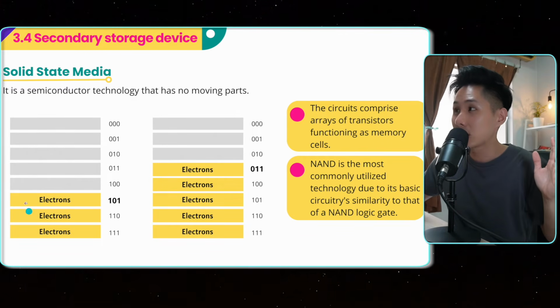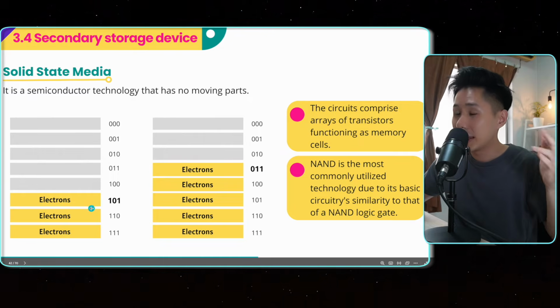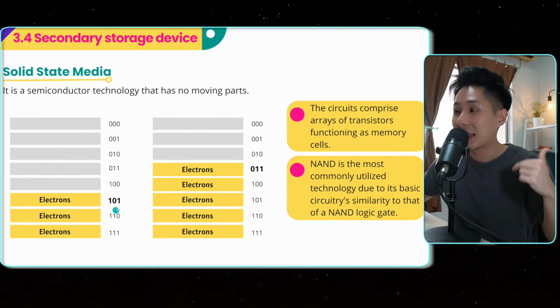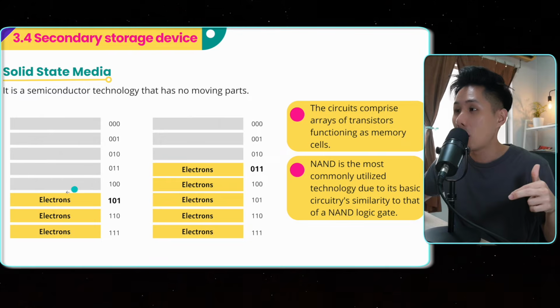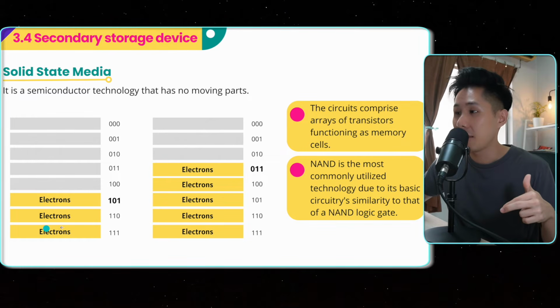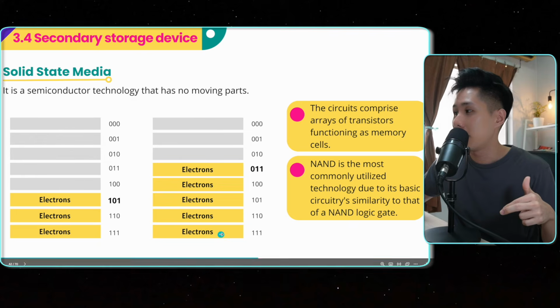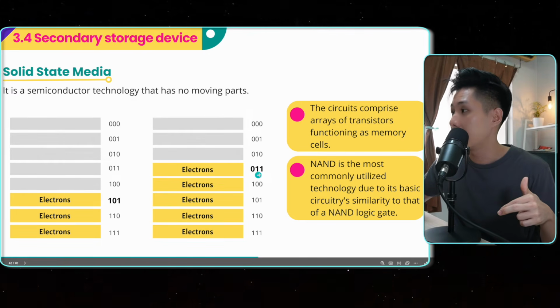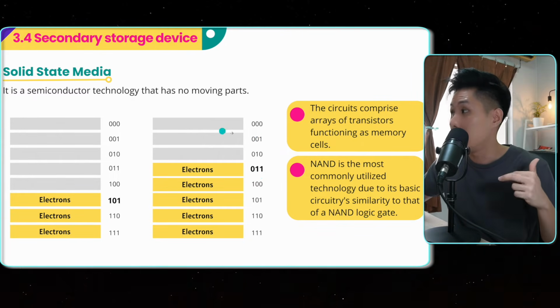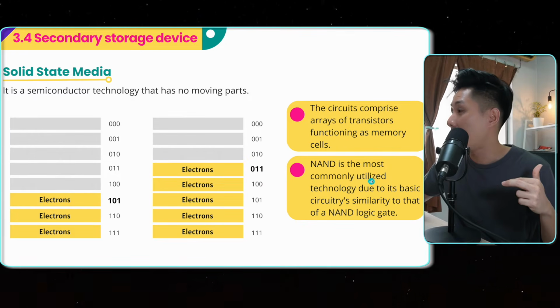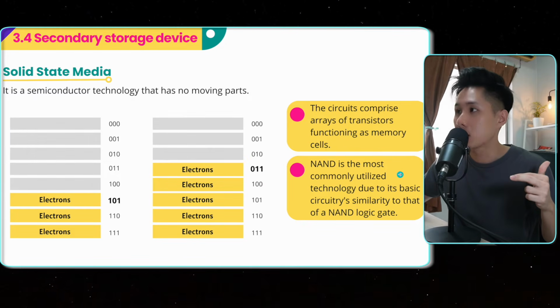The amount of electrons in the circuit will determine what type of data is stored. For instance, if there are 8 levels of how many electrons can be stored, if I only fill electrons to level 3, it stands for 101. But if I fill it up until level 5, it stands for 011. And that's assuming that there are only 8 levels. So this is how solid state media is being created.